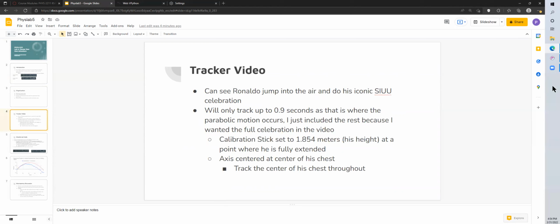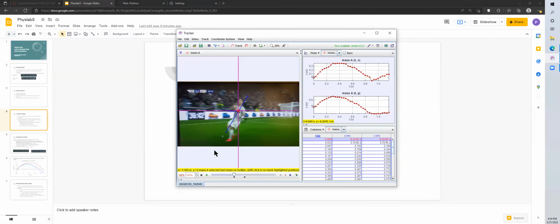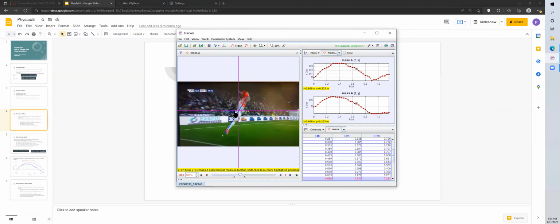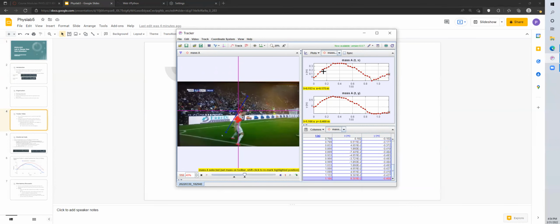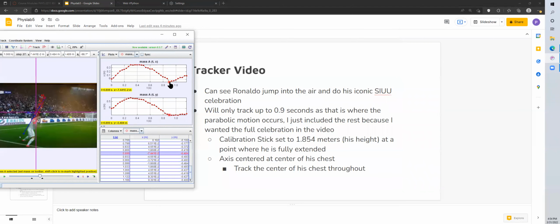So first, let's look at the Tracker video itself. So this is from a match between Udinese and Juventus. So here we go. Let's watch it. Boom. There we go. So you can clearly see, here's our data. So here we can see Ronaldo jump into the air and do his iconic celebration. And we will only track up to 0.9 seconds here because I just included the rest because I want the full celebration in the video, but the rest of the data doesn't really matter.